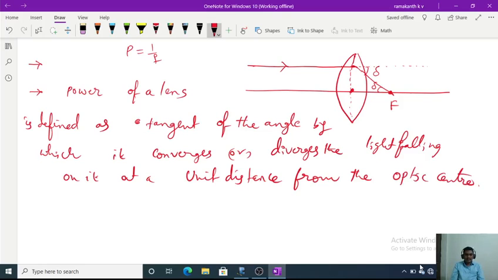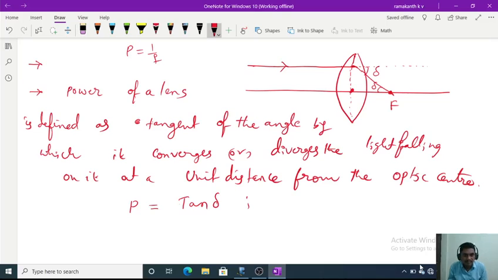So this is the angle by which it bends. So it was bent by this lens. Okay, and how can you define it mathematically? Power of a lens is represented as P equals tangent of the angle by which it converges. Since it is a convex lens, it converges the light falling on it at a unit distance from the optic center. P is equal to tan delta.